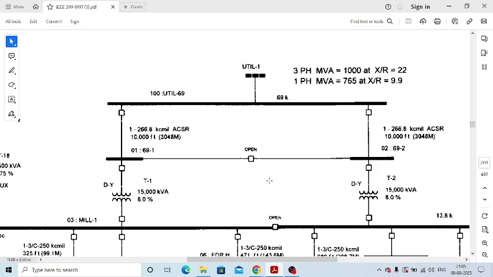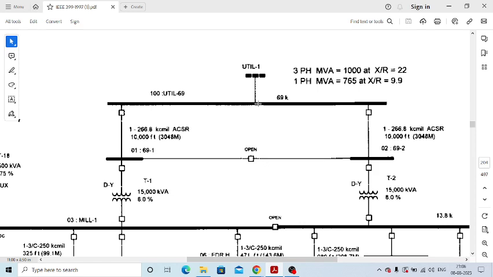Okay, so here there is one breaker. This breaker is called a bus coupler, if the breaker is in the same panel. If this breaker is in a different panel, then it is called a tie breaker. So try to remember these two terminologies: bus coupler breaker and tie breaker. You have to understand what the bus coupler breaker is and what the tie breaker is.